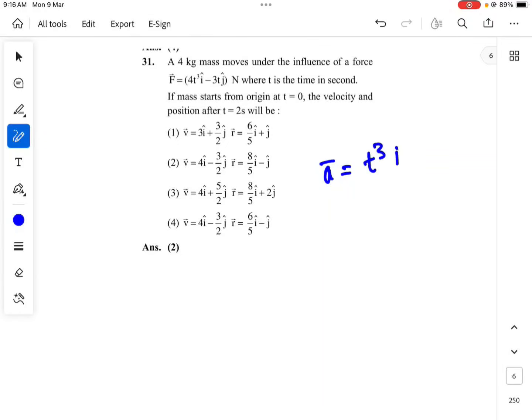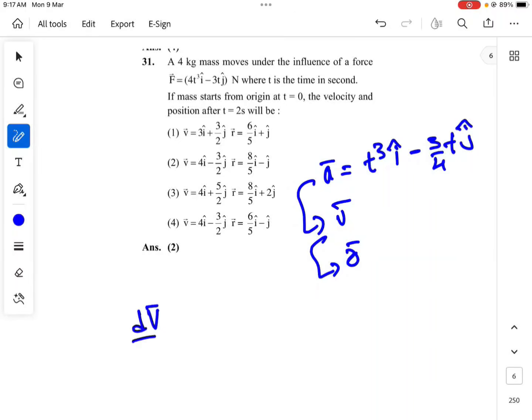You will get t cube i cap minus 3 by 4 t j cap. So this is one thing. And then you'll integrate this with respect to time. Then you'll get velocity vector, and then you'll again integrate this. Then you'll get r vector. Okay. So how do you do this?